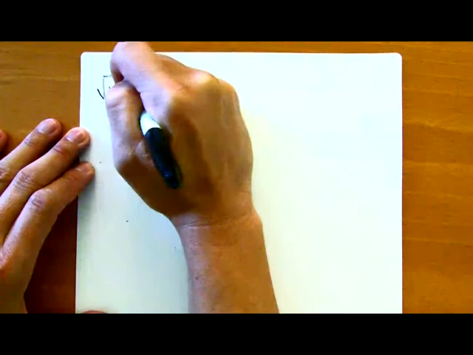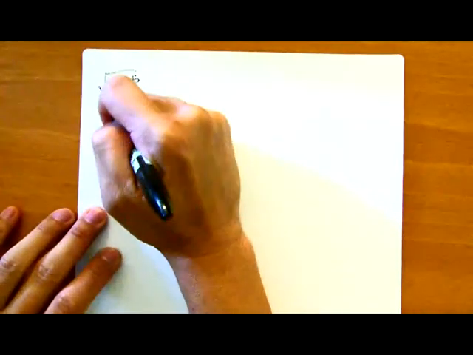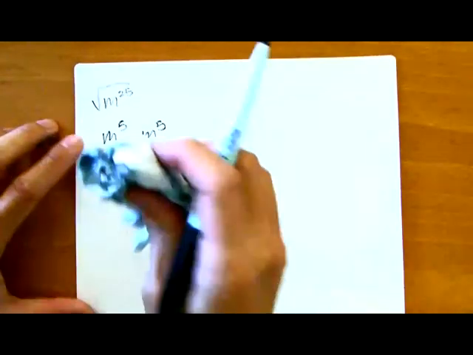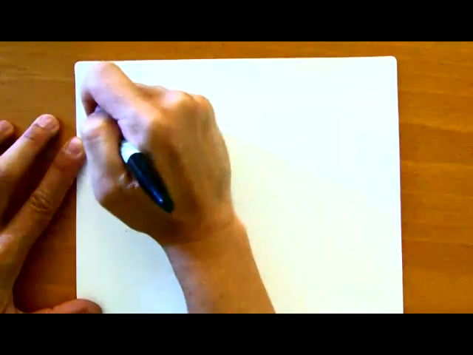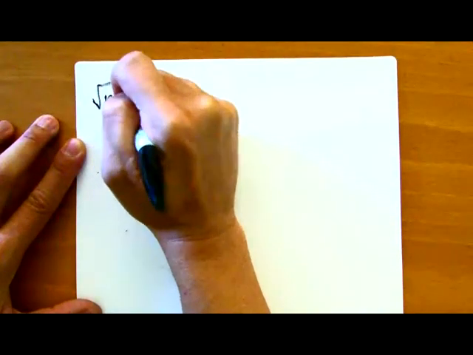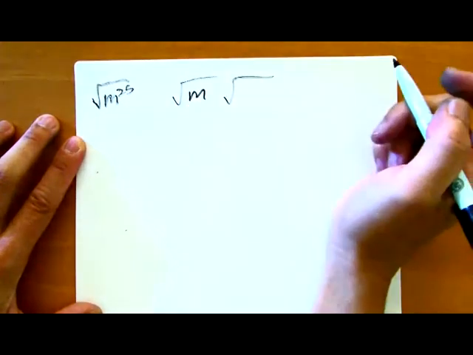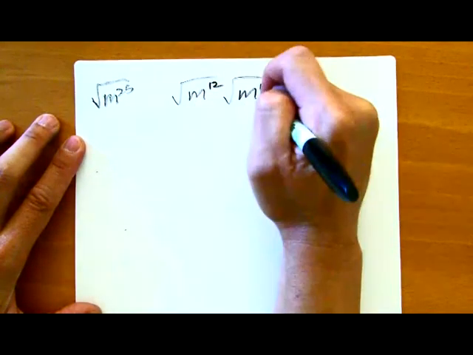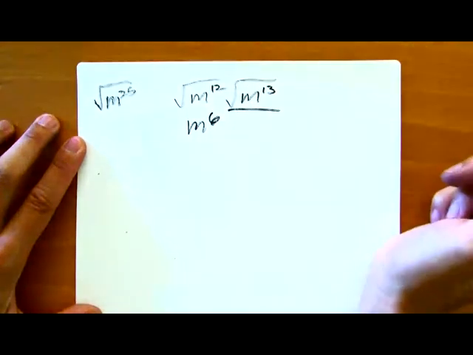m to the 25th. No, it's not m to the 5th. If this were m to the 5th, if I multiply it together, that would be m to the 10th. The square root of m to the 25th is not m to the 5th. We can split it up though. m to the 12 and 13. This would be m to the 6th. Can we go further with that?